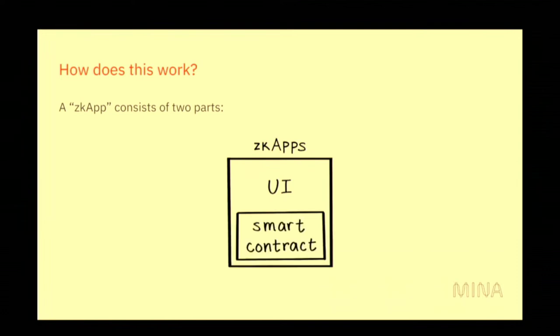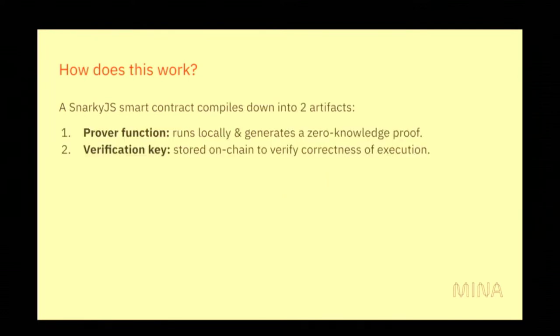So a ZK app consists of two parts. We have the smart contract itself, which is written in TypeScript using our library Snarky.js. And then we also have the UI, which you can also write in TypeScript. You can write your smart contract as something in one repository, put it on NPM, and import it into your UI. It's a very straightforward workflow.